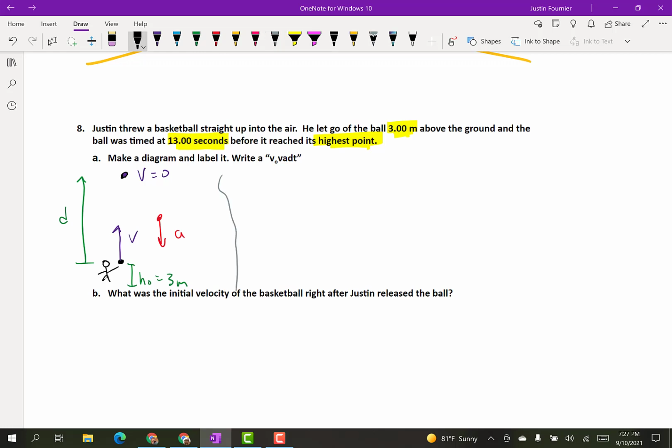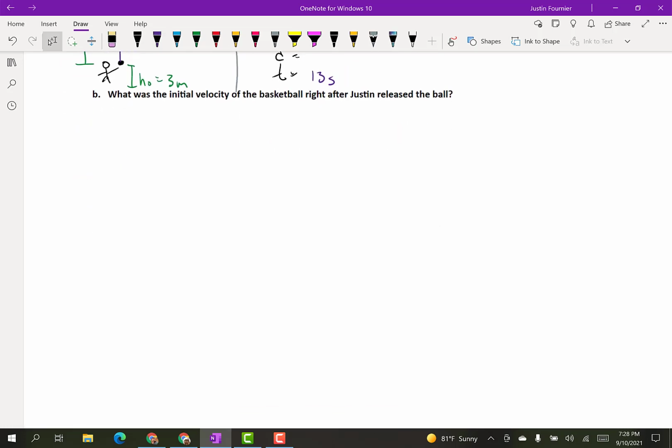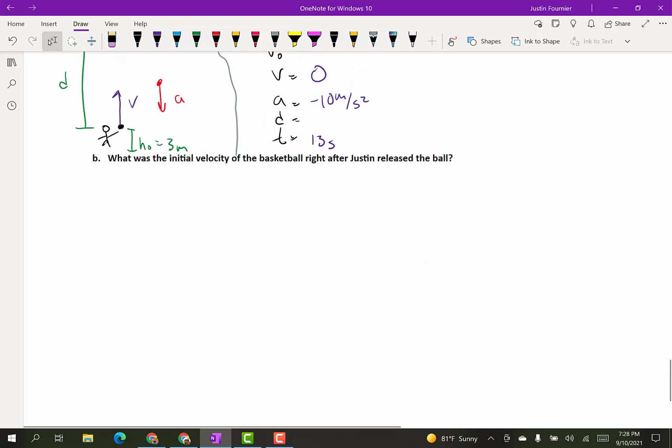So next up now is a VOLVAT. So I write out all my knowns and unknowns. At the peak, it's at rest, so I know the final velocity is going to be 0. It's a free fall problem, so I know the acceleration is going to be -10 meters per second squared. And I also know that it does this for 13 seconds, because that's how much it was timed for. And that should be good right there. So there's my labeled diagram and VOLVAT. Then it says, what's the initial velocity of the basketball just after Justin released the ball?